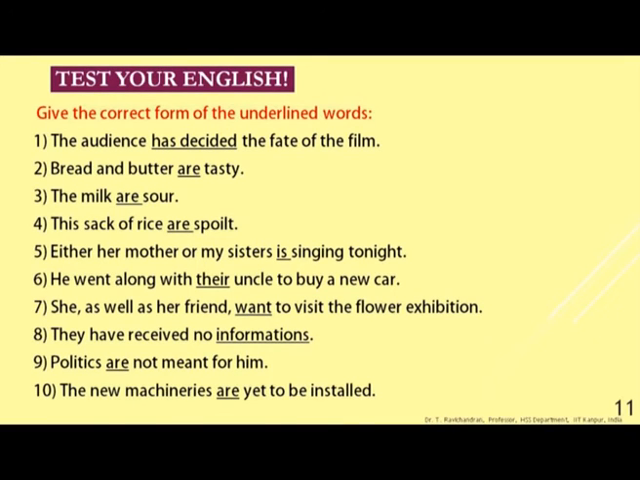9, politics are not meant for him. Are is the underlined word. 10, the new machineries are yet to be installed.